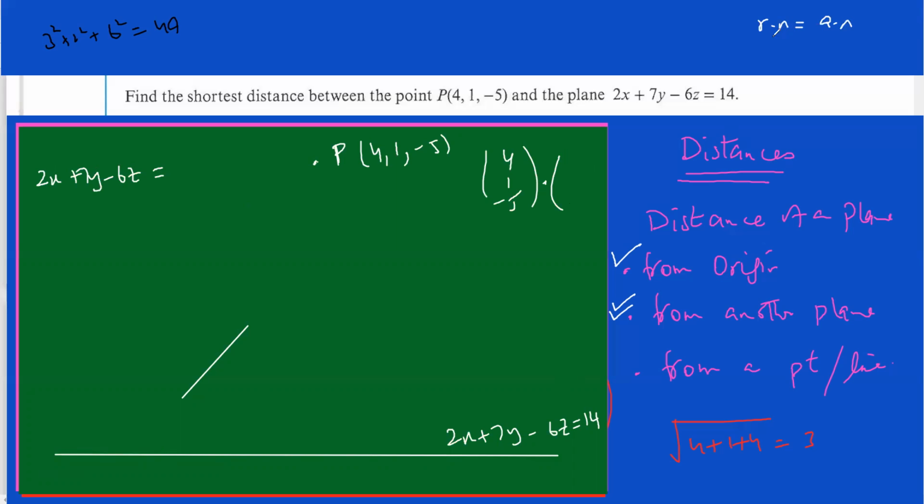So r dot n will give you the same 2x plus 7y minus 6z because the normals are same. And this would be 2, 7, minus 6. So you have here 8 plus 7 minus 30. Yeah, so you have 15 here, okay? So the plane that contains the point P and is parallel to this plane has this equation.